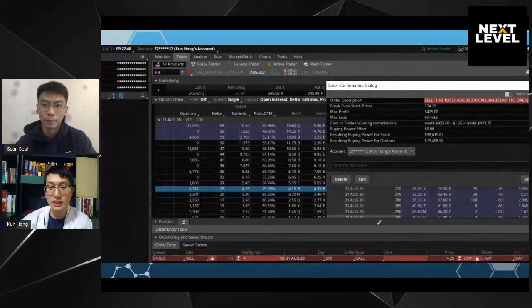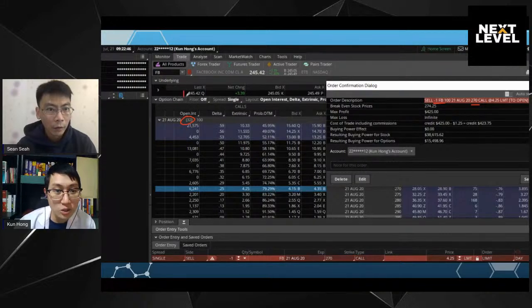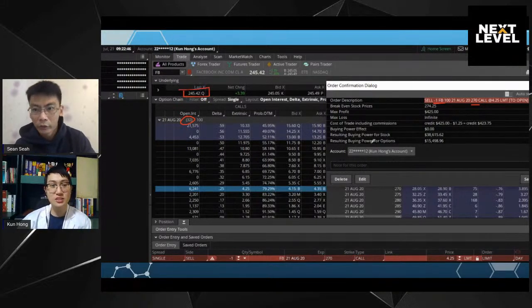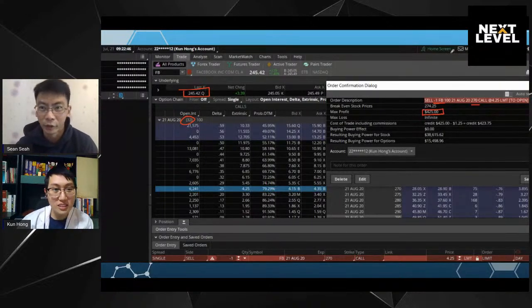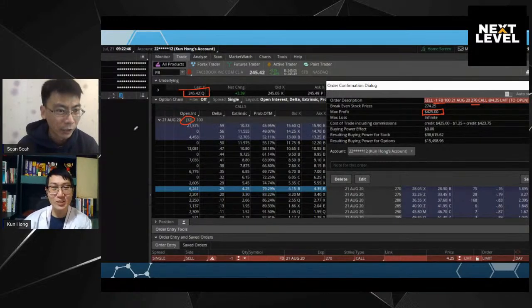This is Facebook. You sell Facebook at 270. You promised to sell at 270, but now it's only 245. Here you make $400. You need about $24,000, because you need to have at least 100 Facebook stocks.